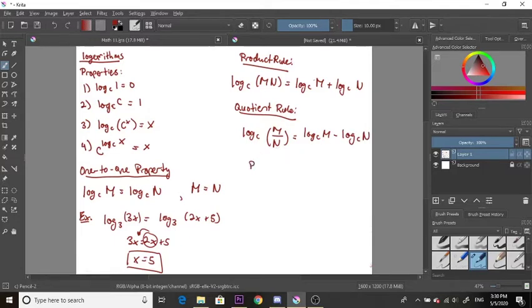Now the last rule is the power rule. So if you have a log that has an argument with an exponent, we can rewrite this by taking the exponent and bringing it to the front of the log. So it looks like this, where you have n log base c of m.